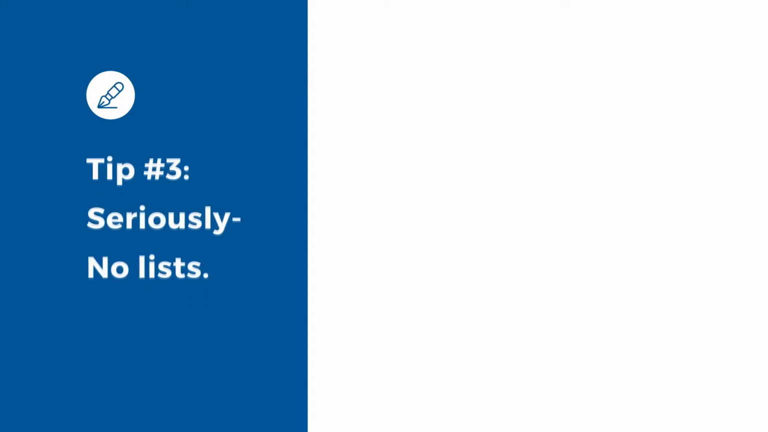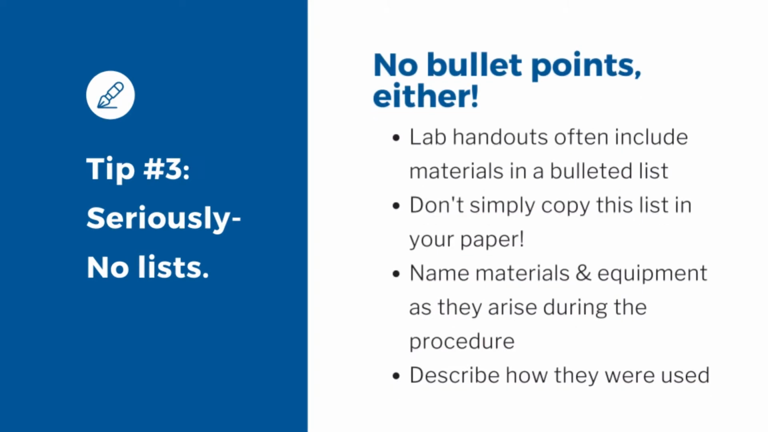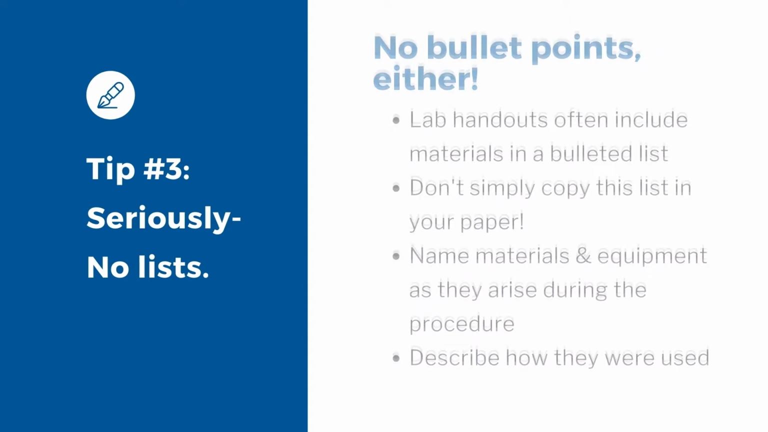This leads us to our third tip. Seriously, no lists. Many students make the mistake of including their materials as a bulleted list in this section, similar to the one on the lab handout. Instead, name the materials and equipment used as they arise during the procedure, describing how they were used.